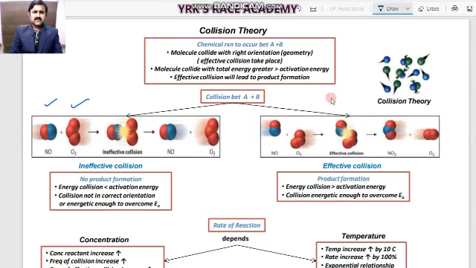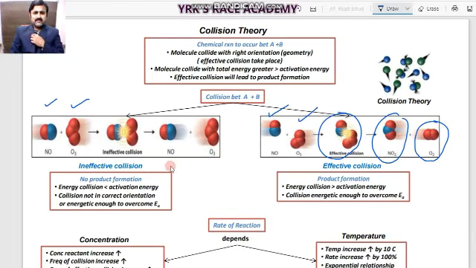But if you see the right side, nitric oxide and ozone are colliding in a proper manner. This is called an effective collision, giving nitrogen dioxide and oxygen. And the meaning of ineffective collision is that no product formation takes place, and the energy of collision is lesser than the activation energy. In such a case, it is not said to be giving products.